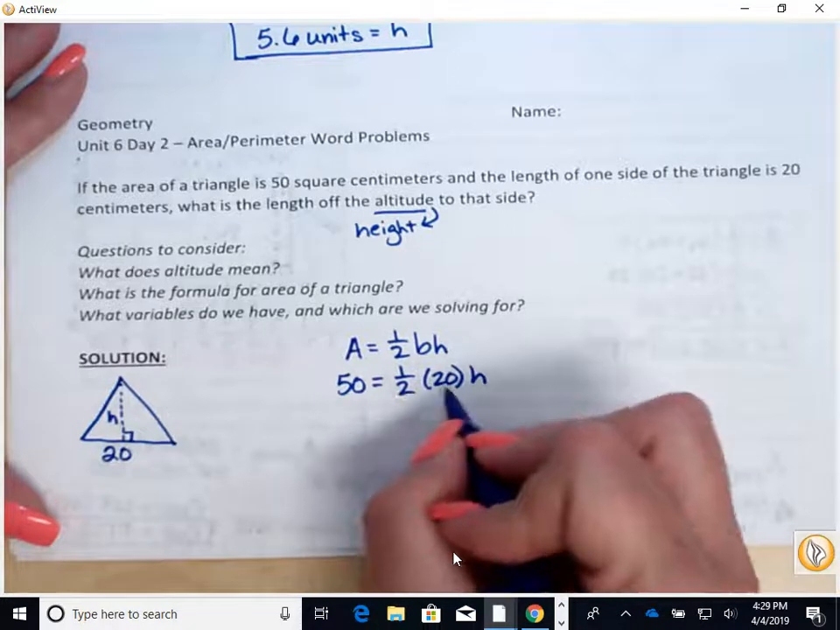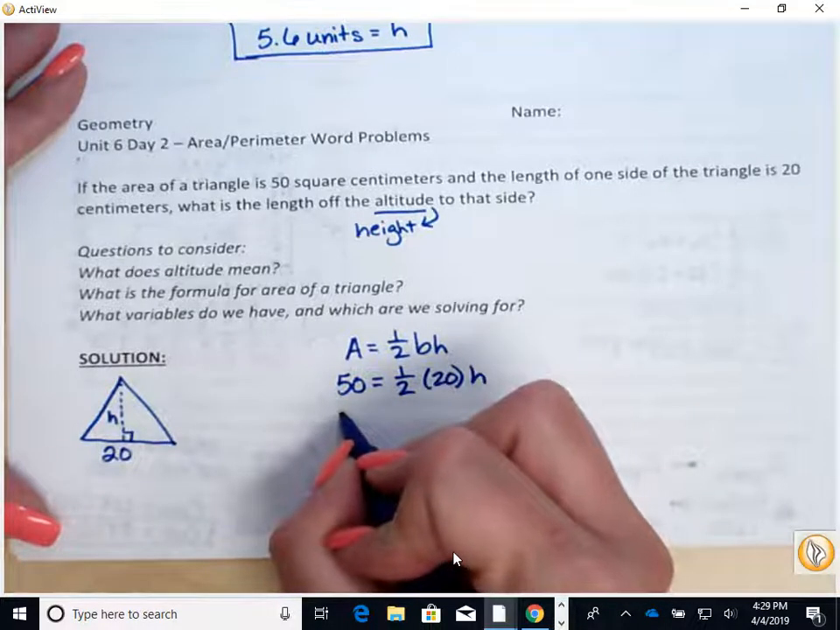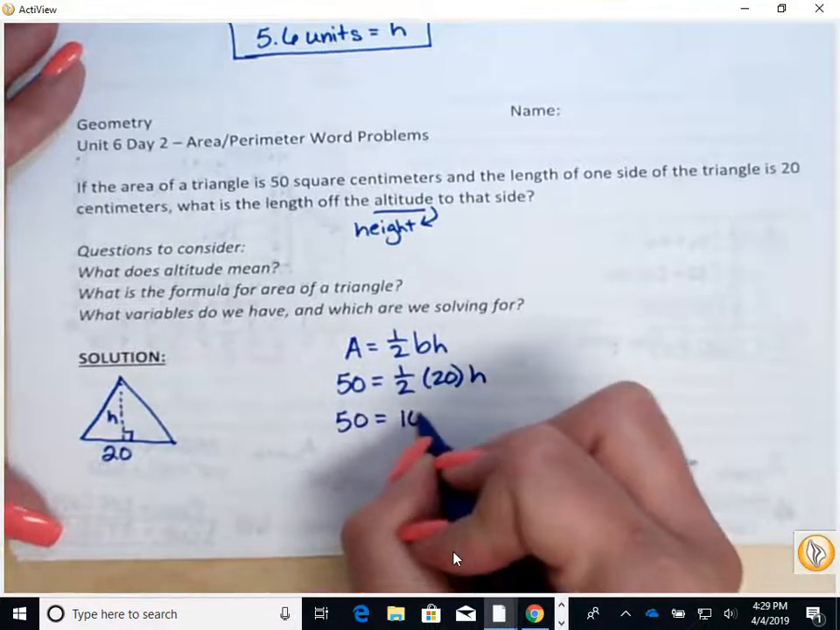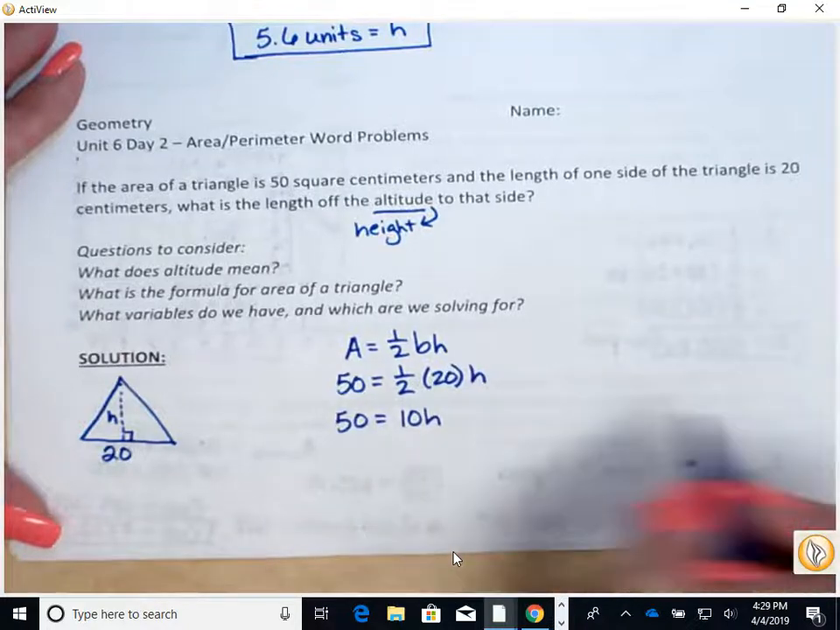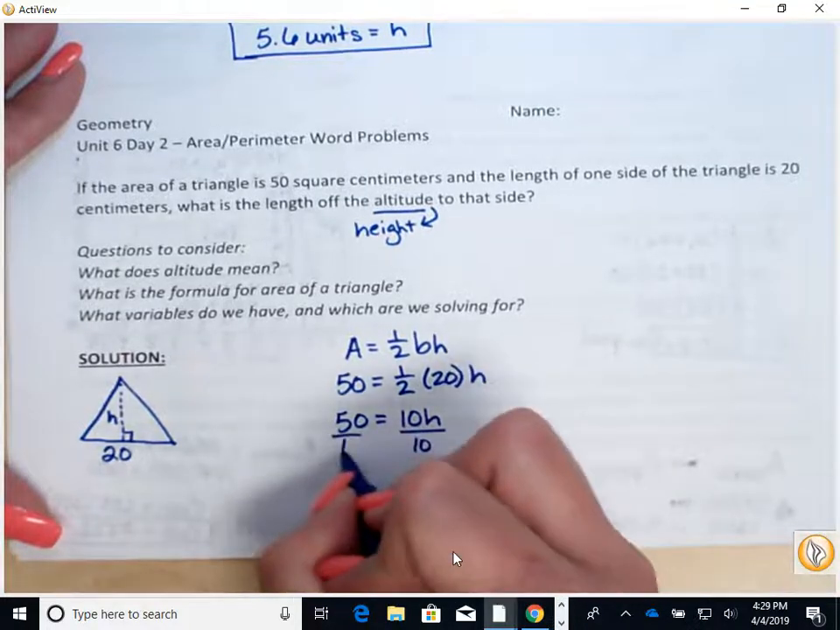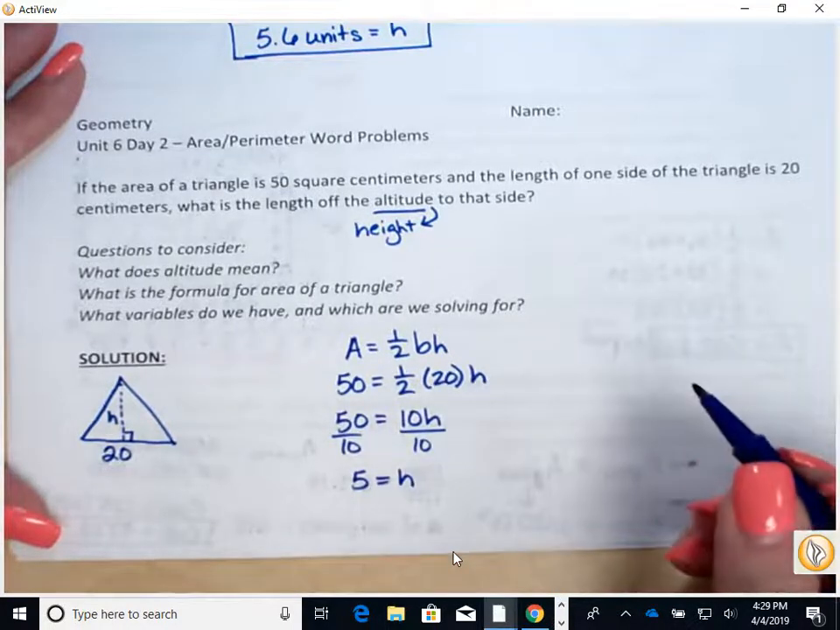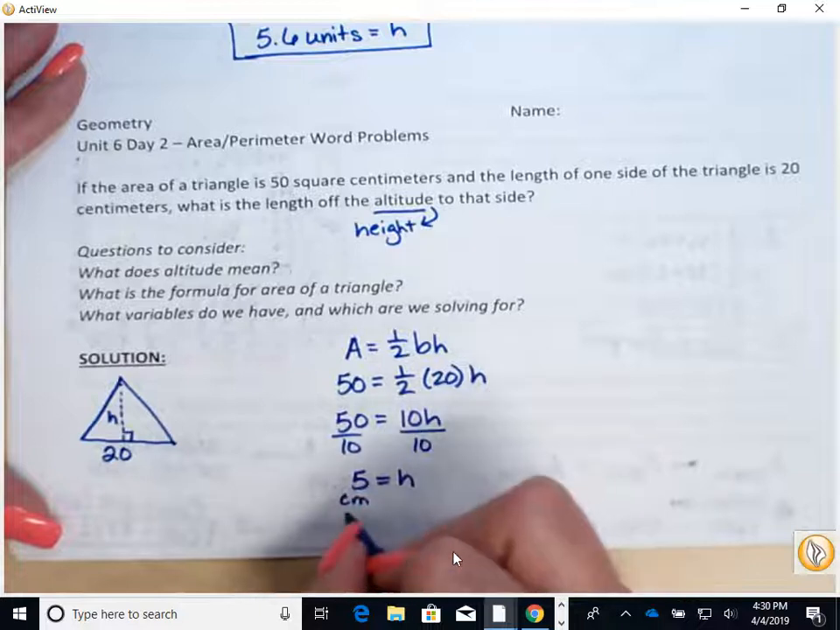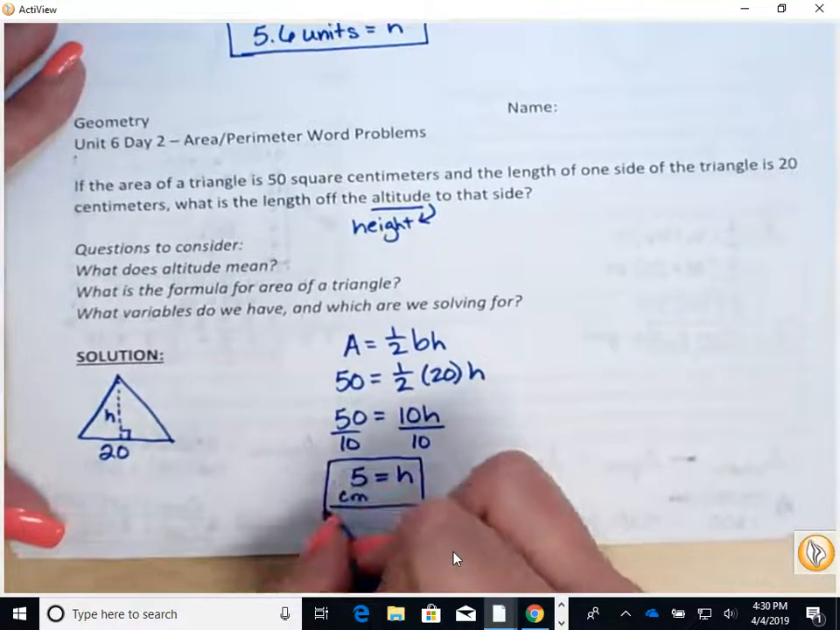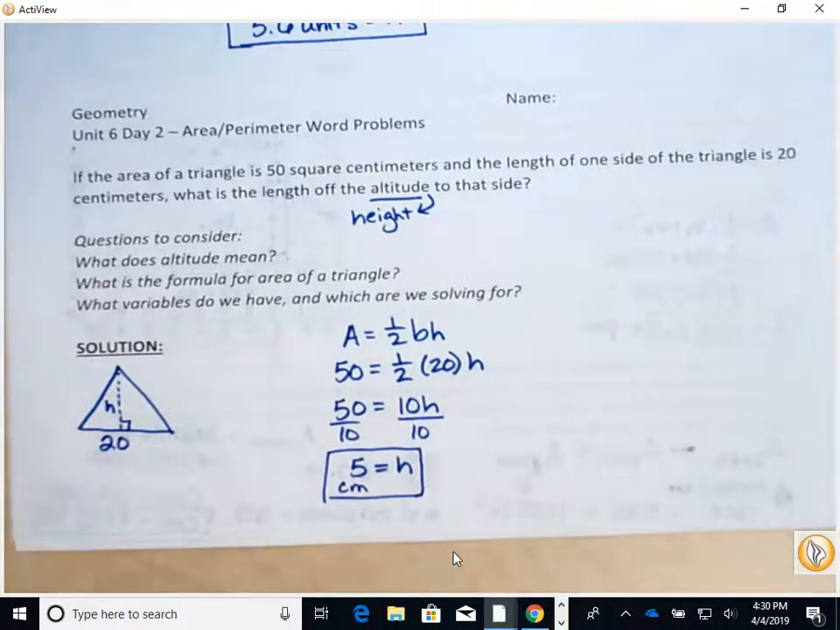So 1/2 times 20 is 10. To get h by itself, divide by 10, and we get that our height, or altitude, is 5 centimeters, because they told me the units were centimeters. And you're done. That's what they wanted to know. So all of this is just you getting the right formula, plug in what you know, draw your diagram to help you see it too, and then solve for what you don't know.